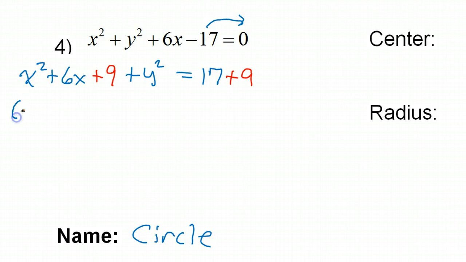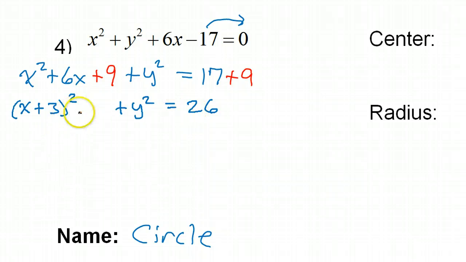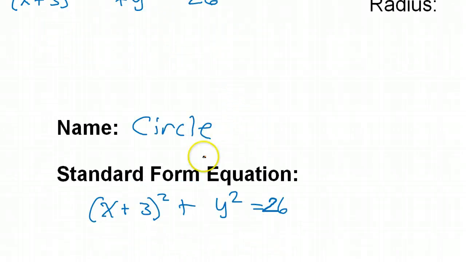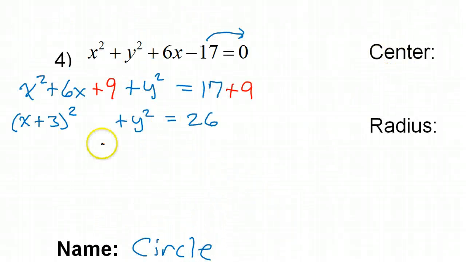This allows us to rewrite this as (x plus 3) squared, and then plus our y squared is equal to 26. Now, this is the standard form equation for this circle, so I'm just going to recopy it down here. From this, we can tell the center. It's the opposite of this and the opposite of this. Now, this y squared is just like y plus 0, so we're going to get a 0 out of that. So negative 3 comma 0 is the center.